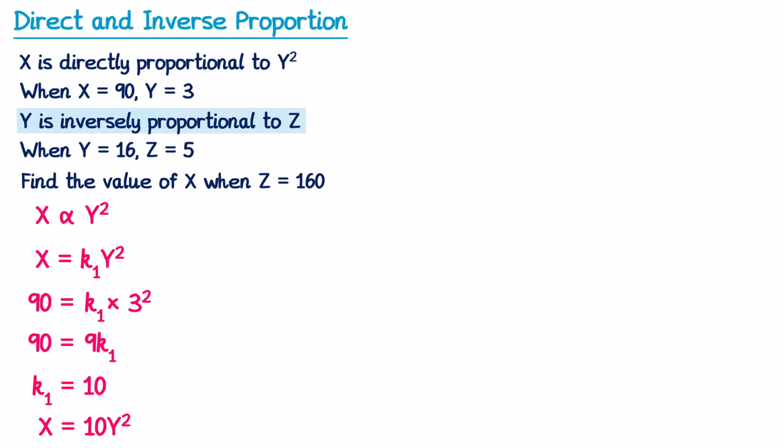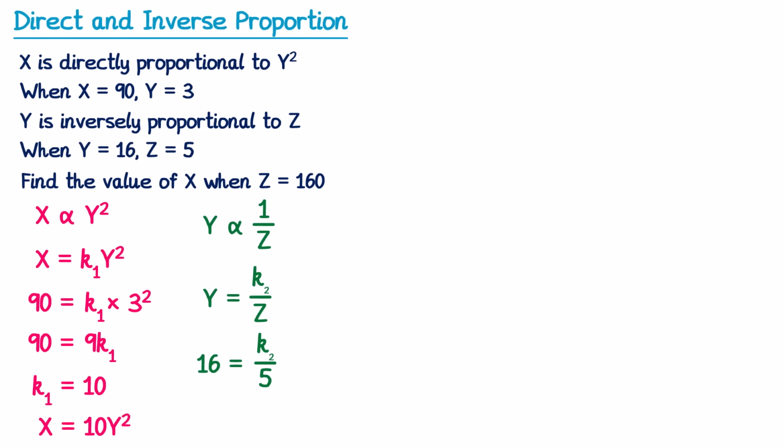Now I'm going to look at the relationship between y and z. So y is inversely proportional to z. So we could write that y is proportional to 1 over z, which allows us to write y is equal to k over z, and this time I've used k2 so as not to confuse with k1. Then we substitute in the values given in the question, so y is 16 and z is 5, so 16 is equal to k2 over 5.